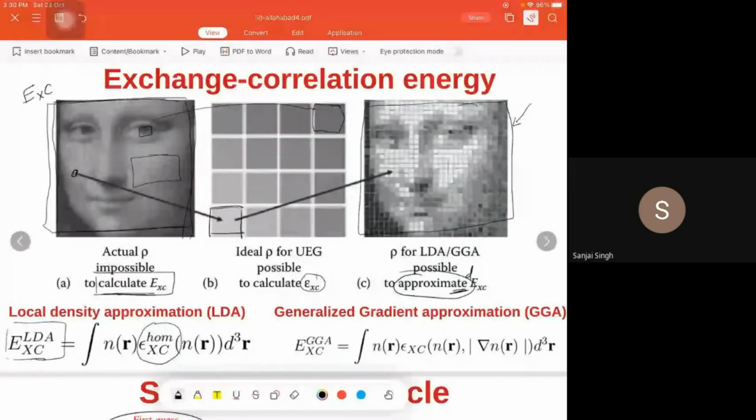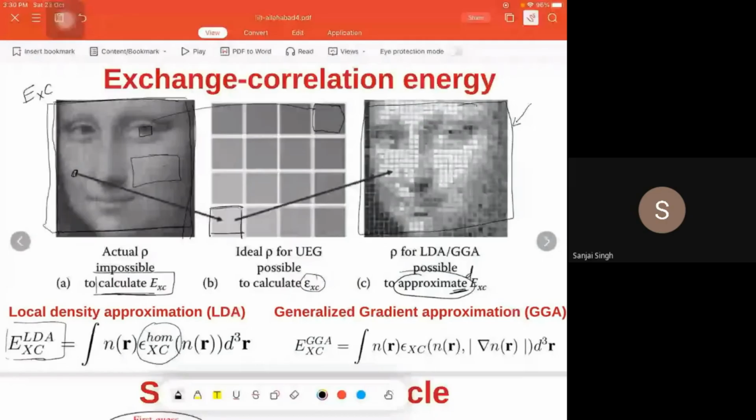Since we are using approximations, you can make your approximation better and better. The usual one is called LDA, the local density approximation, where you include only this local term, which depends only on the charge density. Whereas in the generalized gradient approximation, this energy depends not only on the density but also on the slope of the density, the gradient. This is trying to capture the non-uniformity of the electron density.